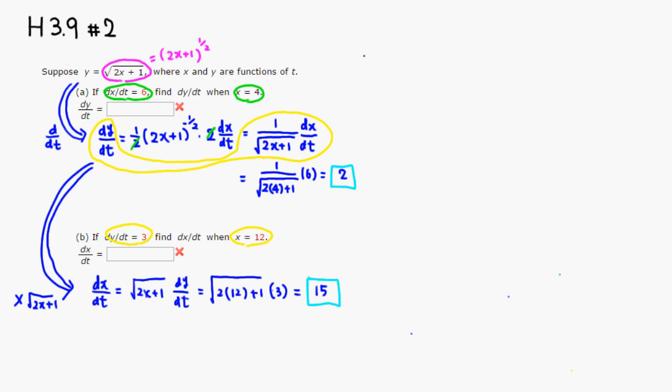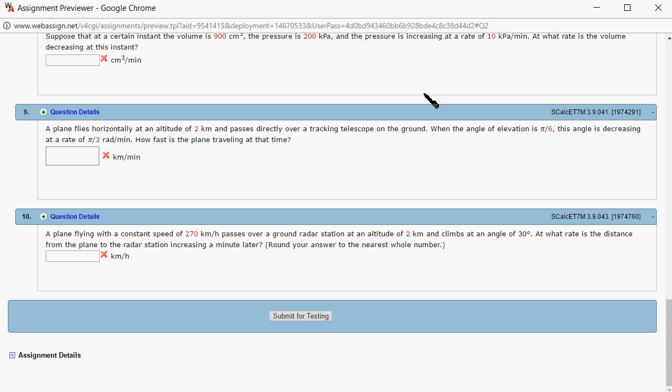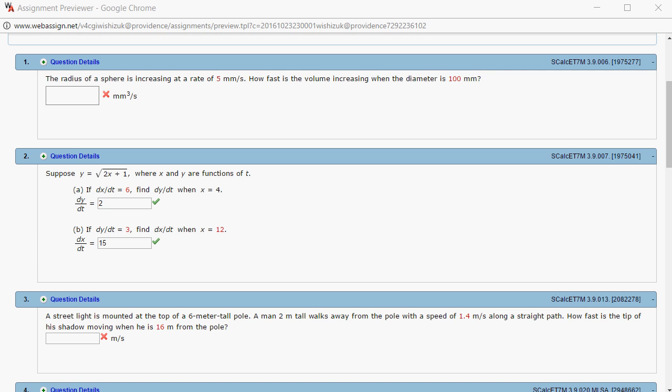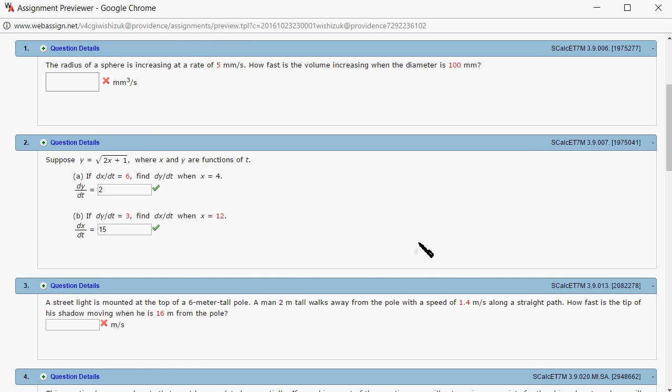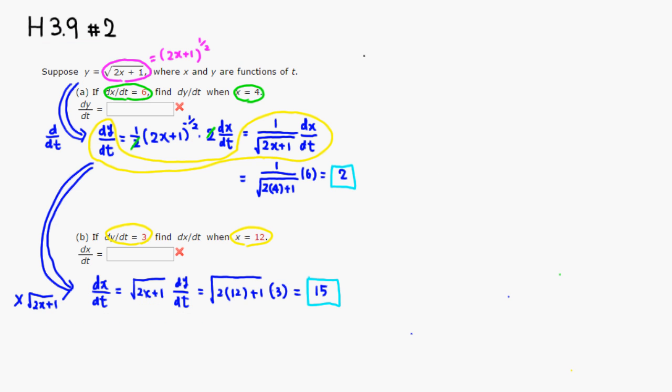Let's type it in. We got 2 here and 15 there. Let's check the answer. It came back and looks like we got both of these correctly. That's it. I hope that this was clear.